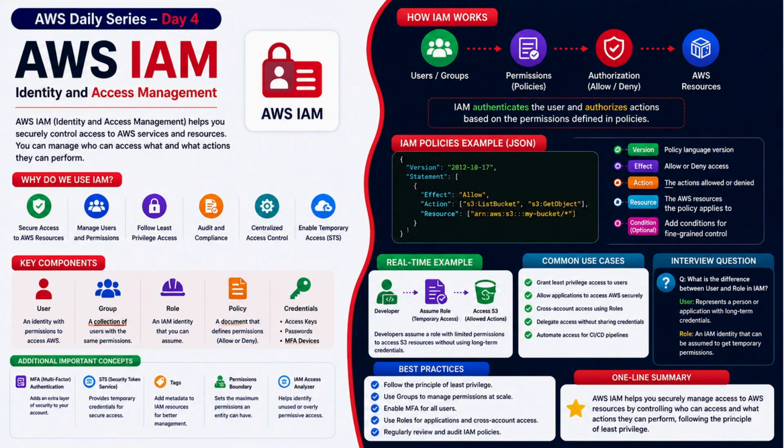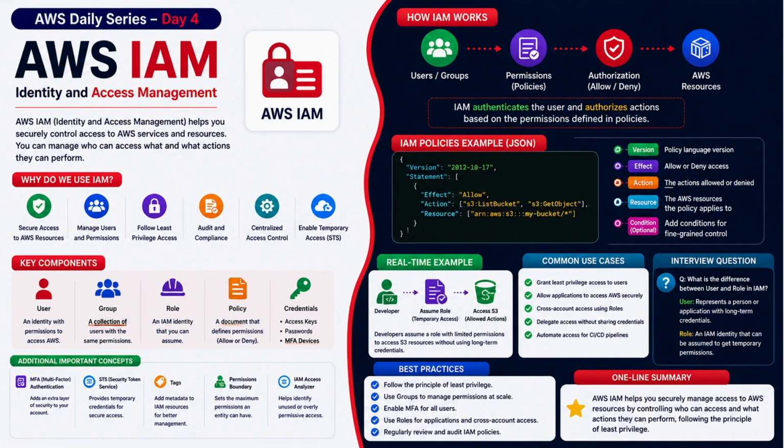Let's understand this with a simple real time example. Imagine you're working in a company that uses AWS. There are developers, testers, DevOps engineers, and administrators. Should everyone have full access to all AWS resources? Definitely not. For example, a developer may need access to EC2 instance and S3, and a tester may only need access to test environments, and an administrator needs full control over the AWS account.